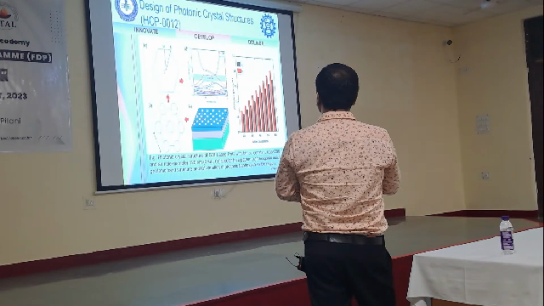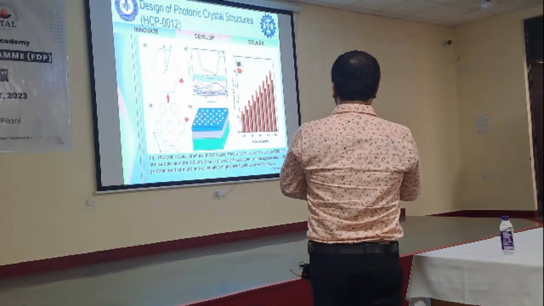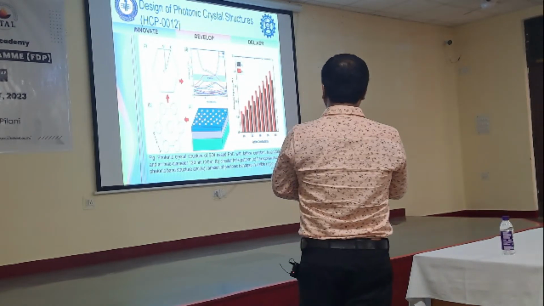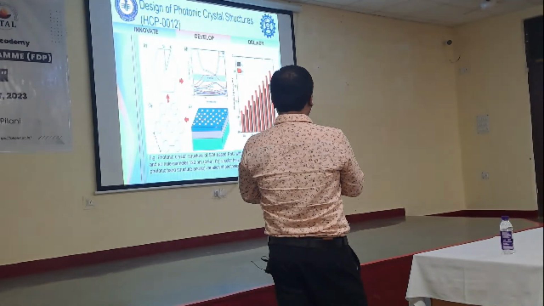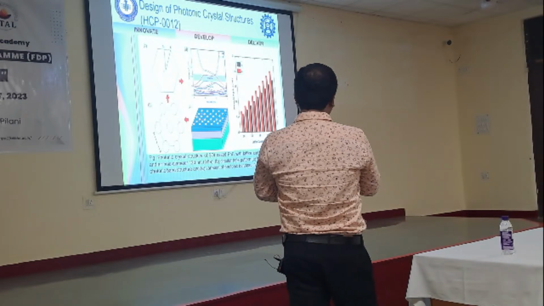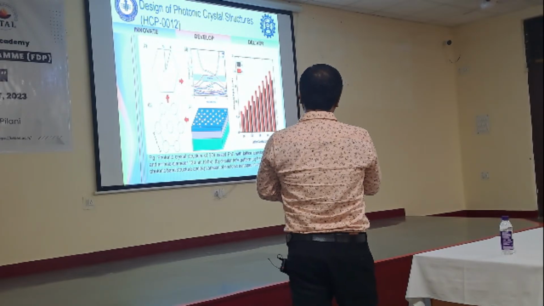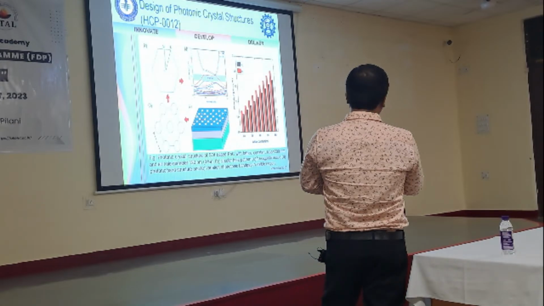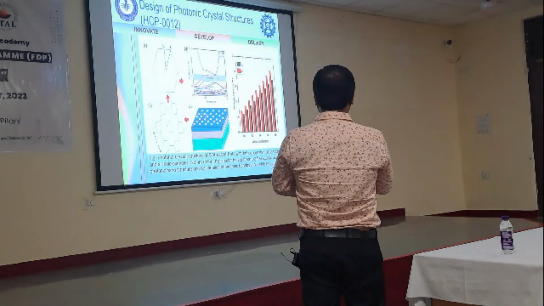Now this is another study, a simulation study where a photonic crystal based structure will be there. It is SOI, silicon on insulator. This is silicon, this one is SiO2, and this one is the device layer. This is silicon, silicon oxide, silicon. The device is patterned in such a way that a hexagonal lattice is formed with circular holes.